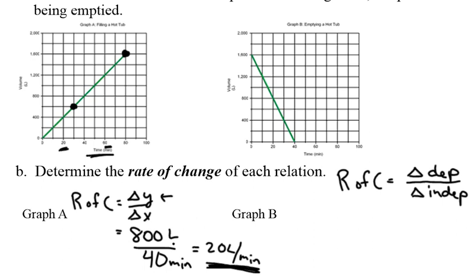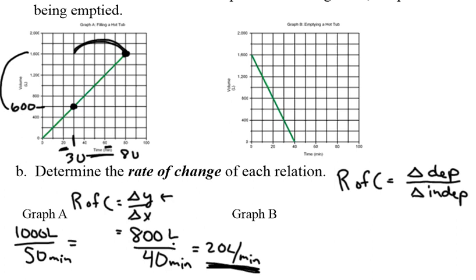Change in y. What's the change in y? Well, here we're going from, I just can't quite read, that's 600 to 1600. Well, what's the change in our y? 600 to 1600? Well, that's a change of 1,000. And what's the change in our x values? Well, we're going from 30 to 80. And 30 to 80, that's a change of 50. So 1,000 liters every 50 minutes. Second way to calculate it. If I divide 1,000 by 50, what do we get? 20 liters per minute.